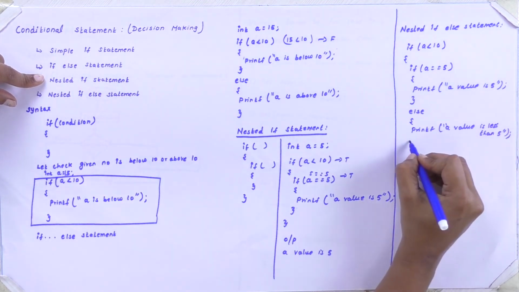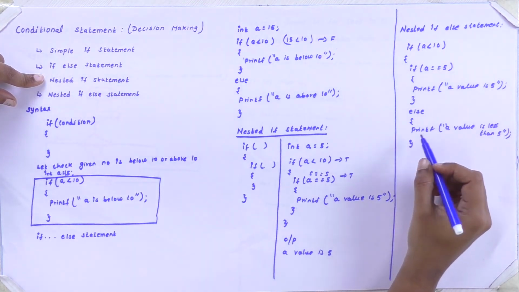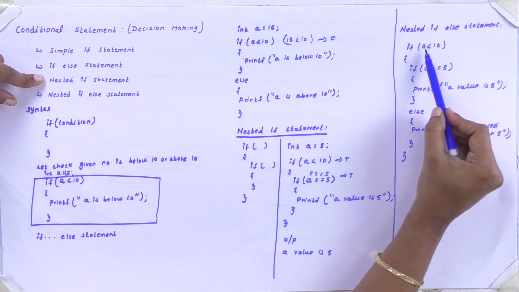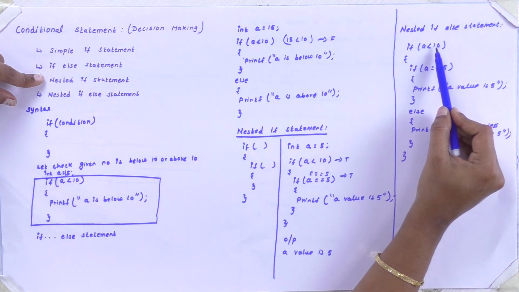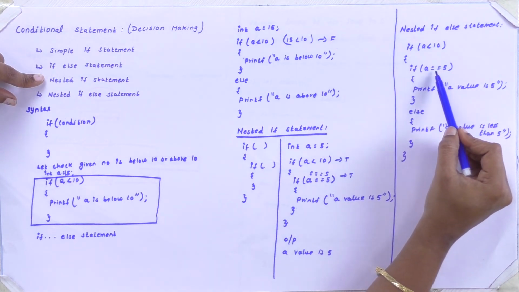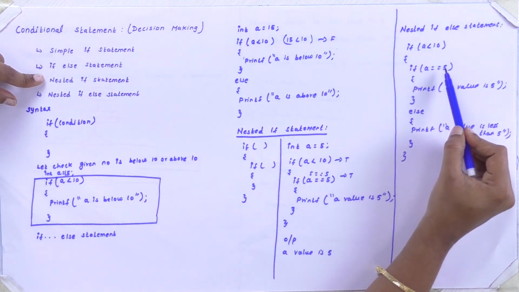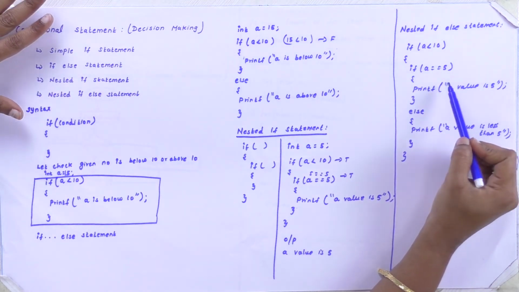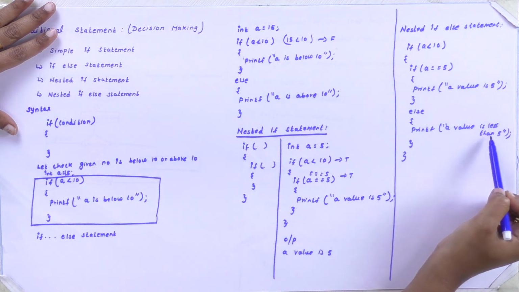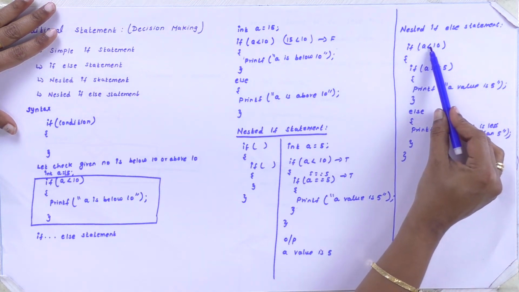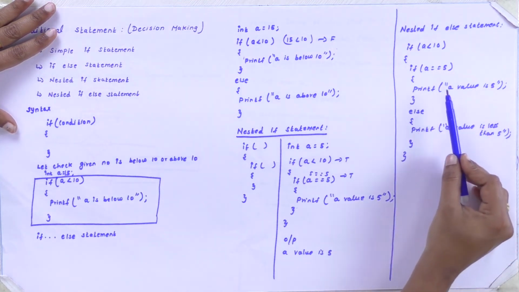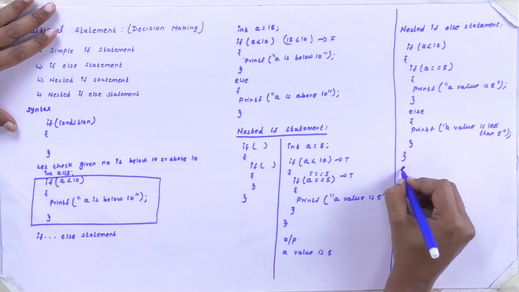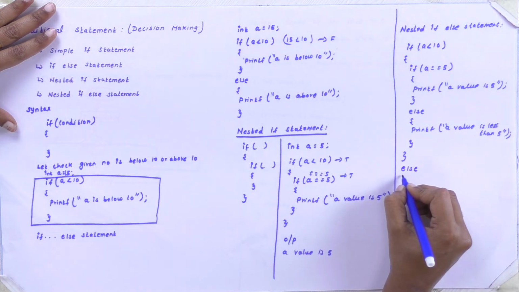So here this if condition has a is less than 10. If it is true, again I am going to check whether this particular a value is equal to 5 or not. If it is equal, it prints a value is 5, otherwise it will print a value is less than 5. So only when the condition is true, it will print this statement. Otherwise, when this condition is false, I am going to print another statement as else.